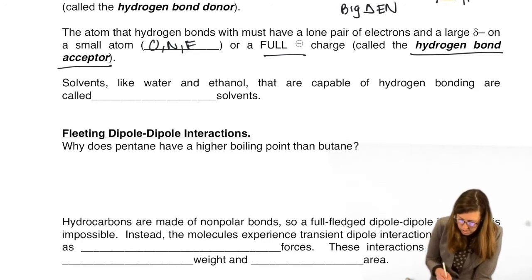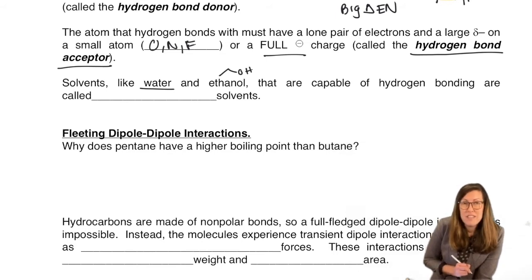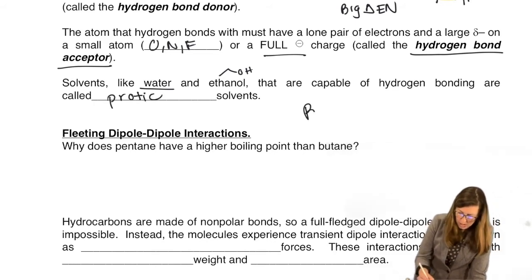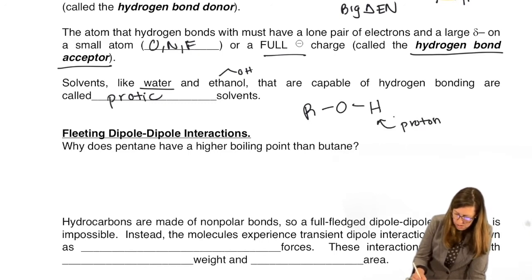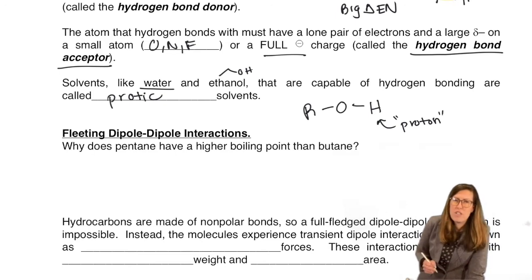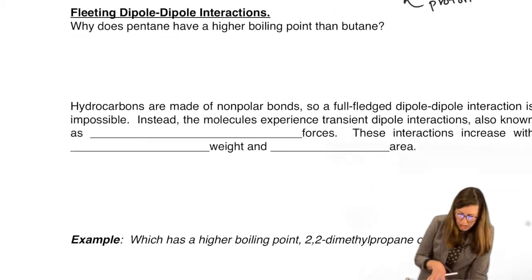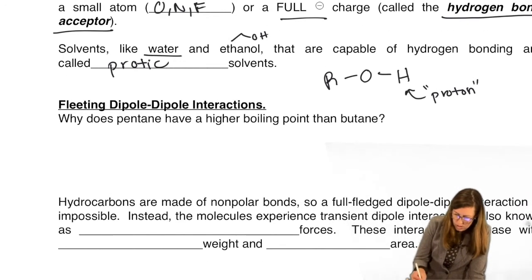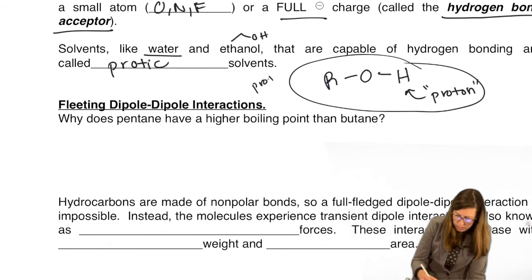Solvents like water and ethanol, remember ethanol, that are capable of hydrogen bonding therefore have a special name. They're called protic solvents, meaning they have an available proton to form hydrogen bonds. The fact that we ever refer to a hydrogen as a proton also indicates that it can act as an acid, which is true. Okay, now the last scenario. So let me actually say this is a protic solvent.